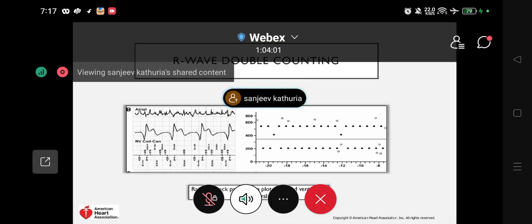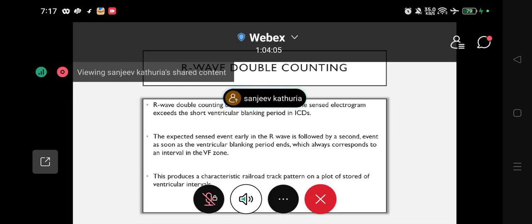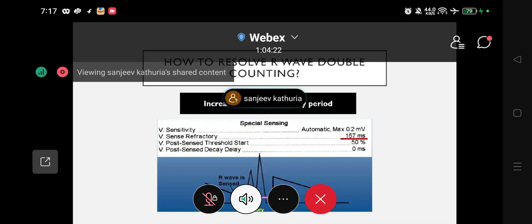Okay. And what will happen? The number is more, it will fire. It is tachycardia. So the characteristic railroad pattern of stored intervals, which you will have as an MCQ, as a viva question, as a spotter, indicates that your R wave was not good. How to resolve it? Now this is the counter slide for any slide of ICD troubleshooting.